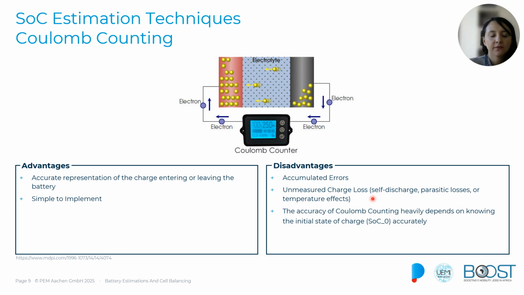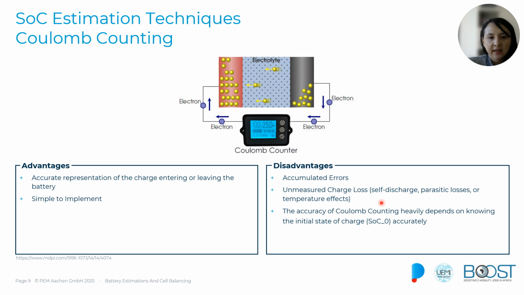So if you remember the equations, it depends on the factor where we take the integral and we divide it by the total capacity of the battery. And if that capacity degrades over time, it is not possible in this method to estimate that degradation. So it does not consider self-discharge, parasitic loss, or temperature effects that will change the total capacity.